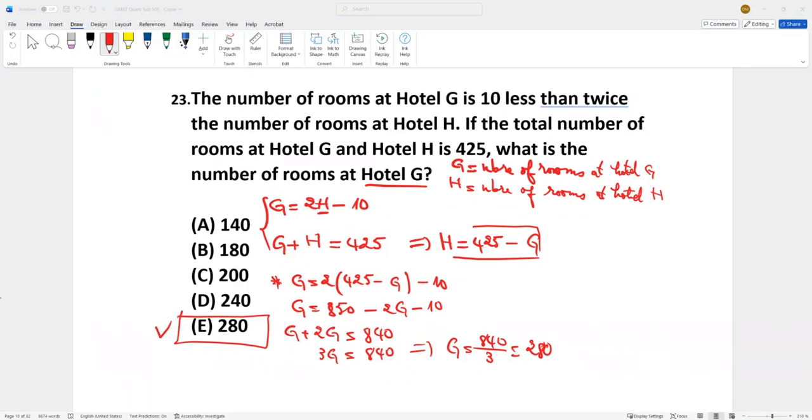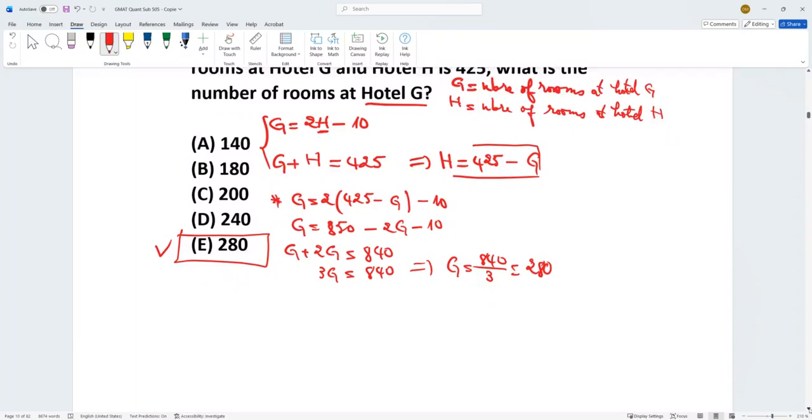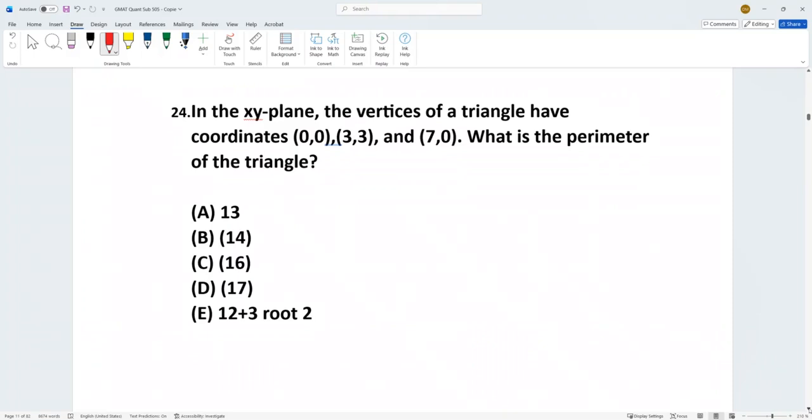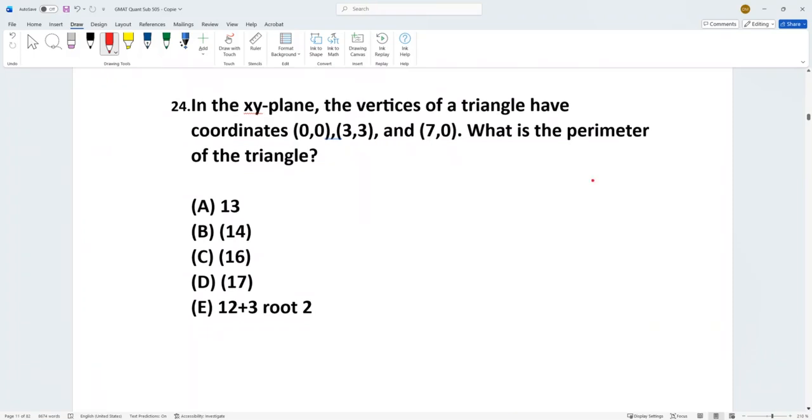Okay, so let's move on to the next question, which is question number 24. This question tells us that in the XY plane, I'm going to try to draw the plane here. The vertices of a triangle have the coordinates 0, 0, 3, 3, and 7, 0. What is the perimeter of the triangle? So now I'm going to try to draw the x-axis here.